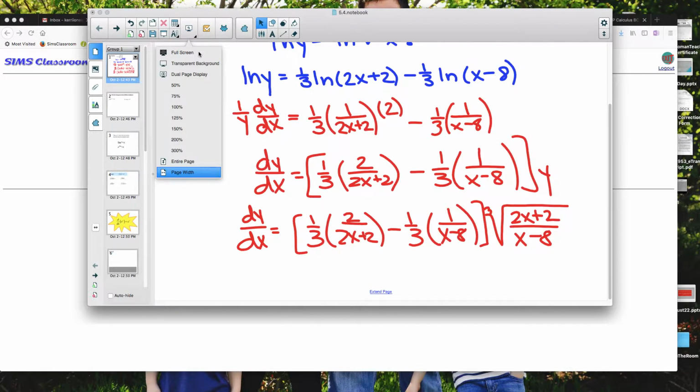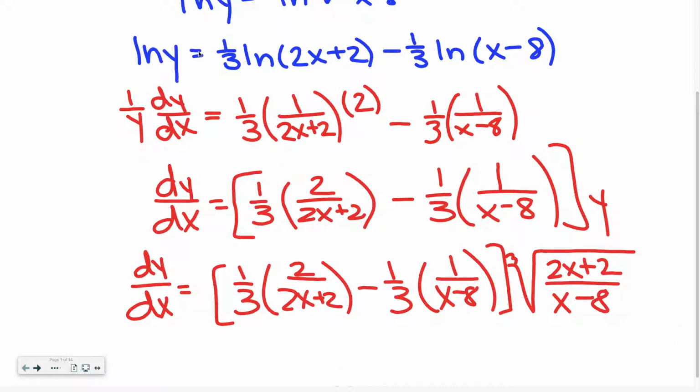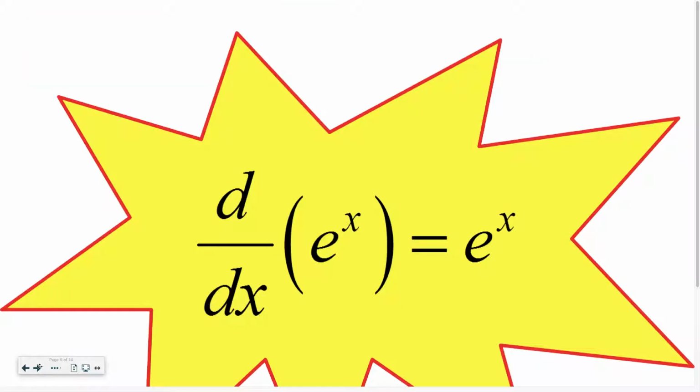Our easiest derivative. Drum roll. The derivative of e to the x is e to the x.